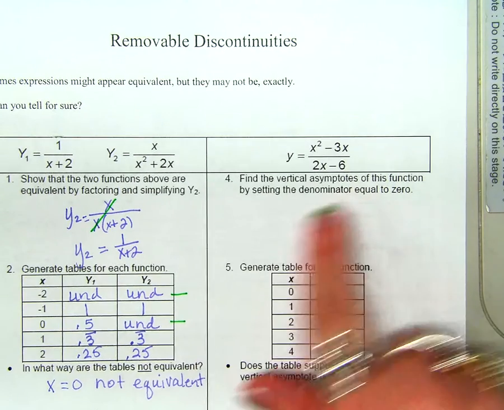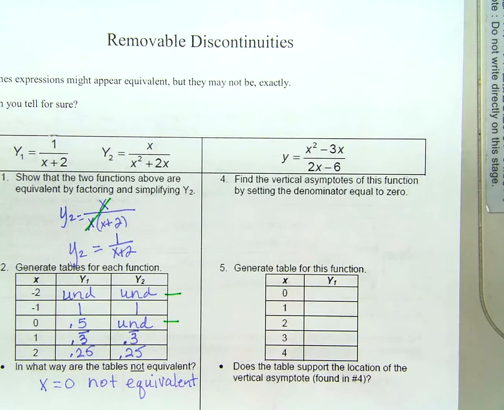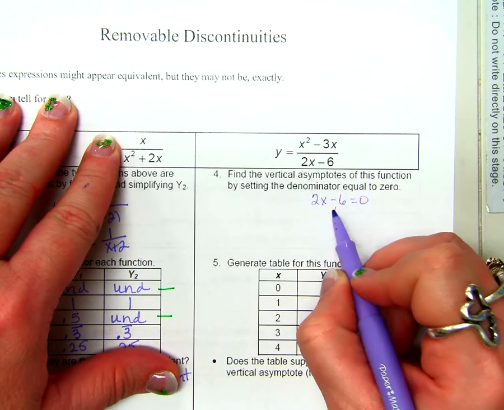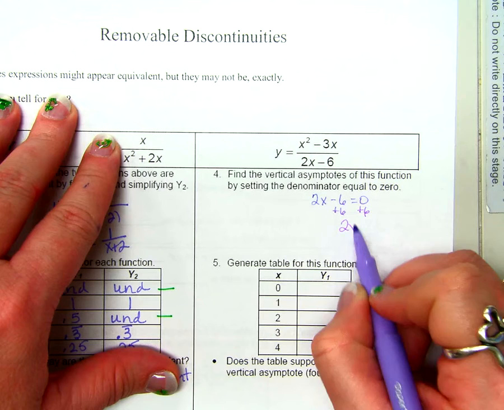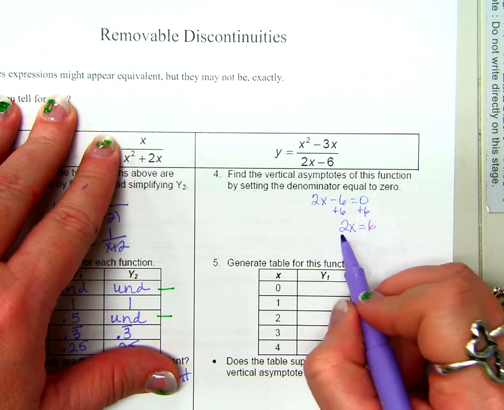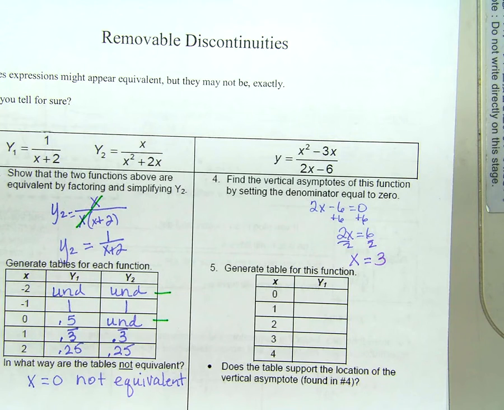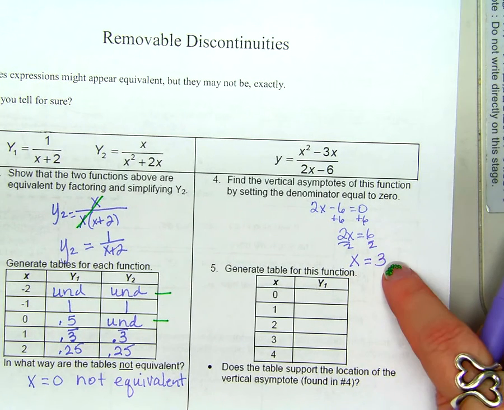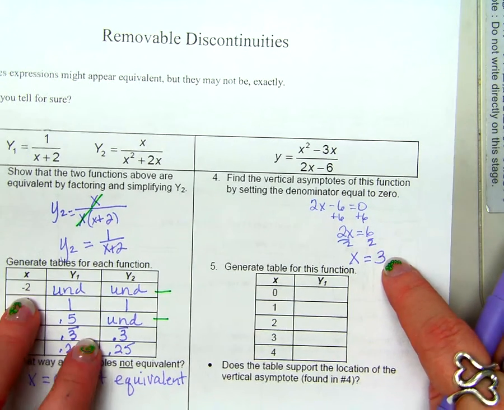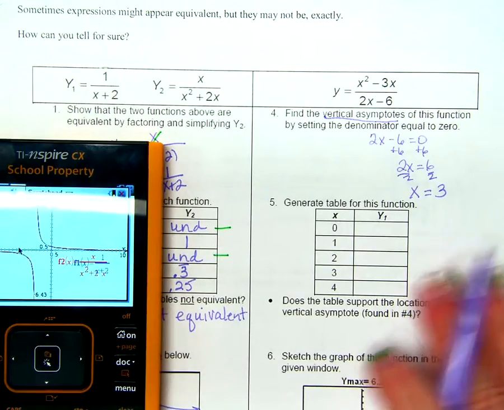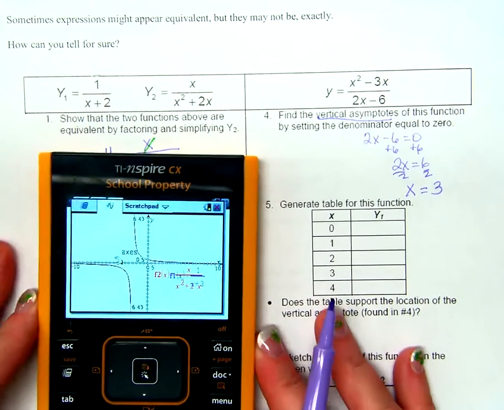So let's talk about this one. We'll go back to that in a second, but look right here. Find the vertical asymptotes of this function by setting the denominator equal to 0. 2x minus 6 equals 0. If I add 6 on both sides, I get 2x equals 6. Dividing both sides by 2 gets me x equals 3. So that is a what? Vertical asymptote.